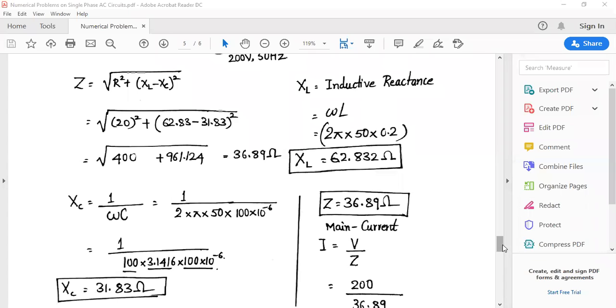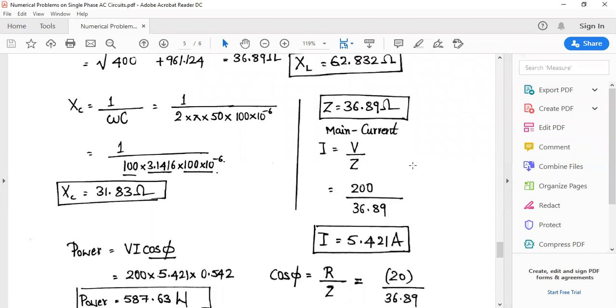So now moving on to the next one, we can have the main current to be found out.